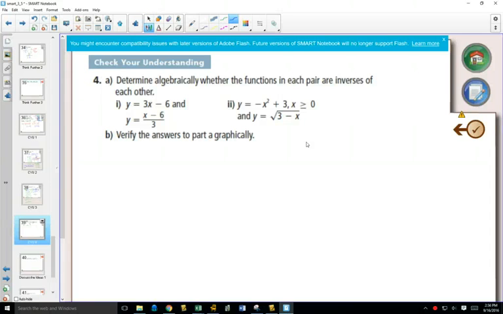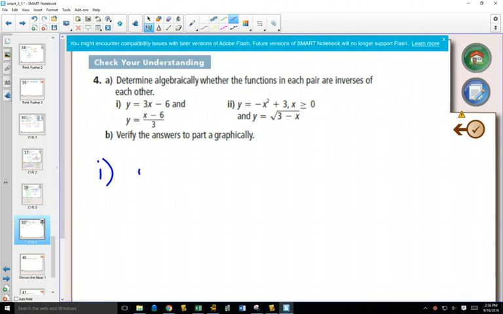This last example wants us to do everything algebraically first and then check it graphically. So again, algebraically, how do we find an inverse of one equation? We're going to switch the x and y values and solve for y.